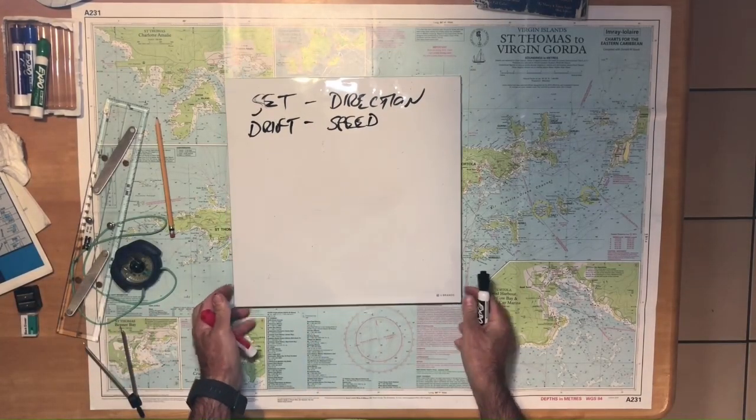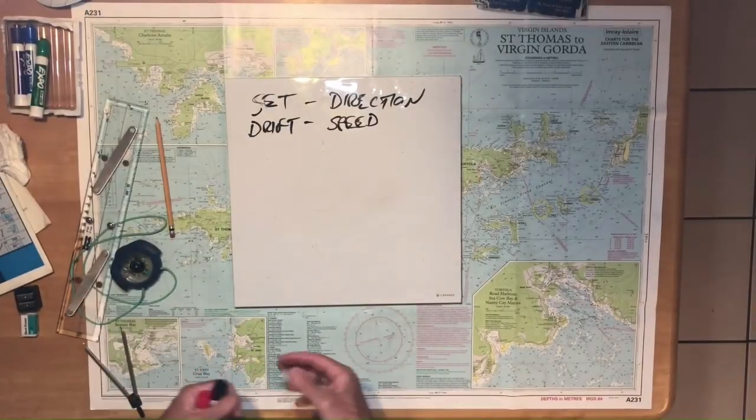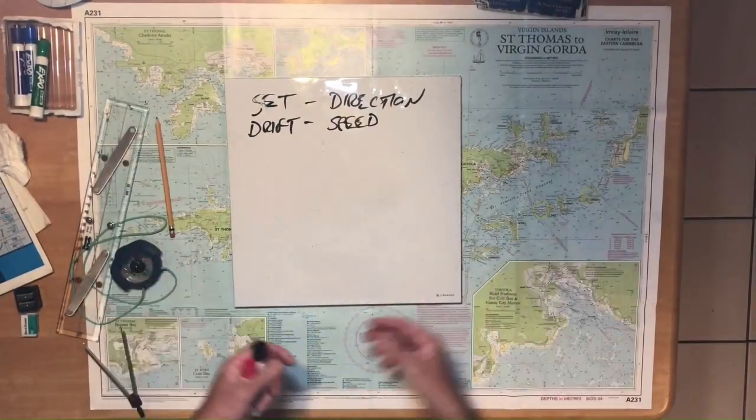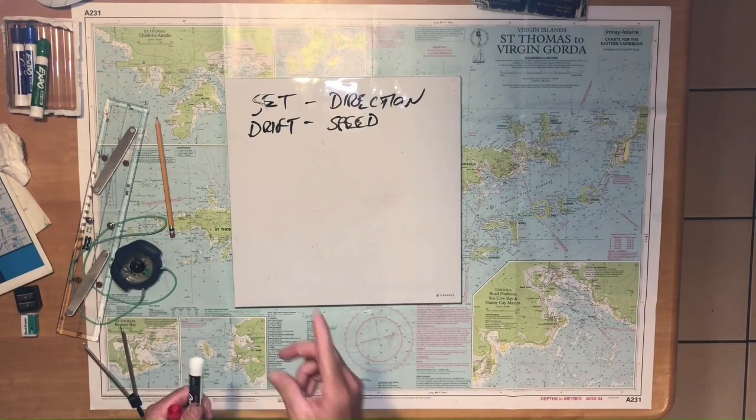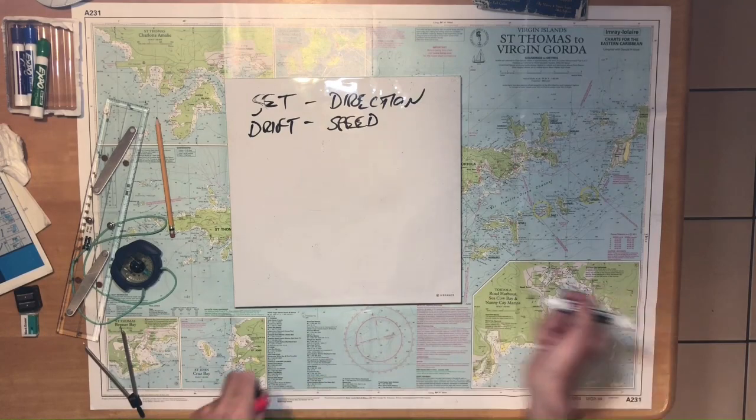And in the example I just gave, we used some information that we got from the chart, or you might have got it from an almanac, to tell you what was going on with the current in the space that you're in. It is possible that you observe set and drift, and here's how that might happen.